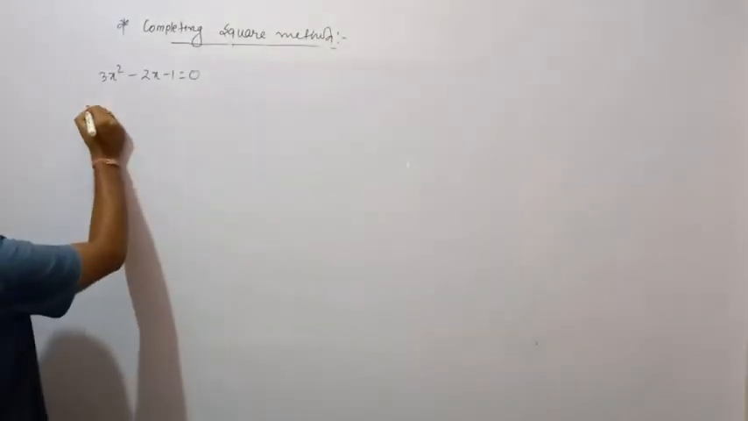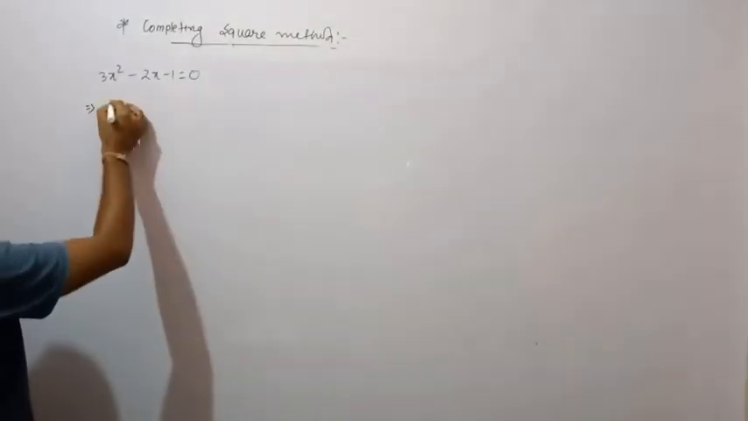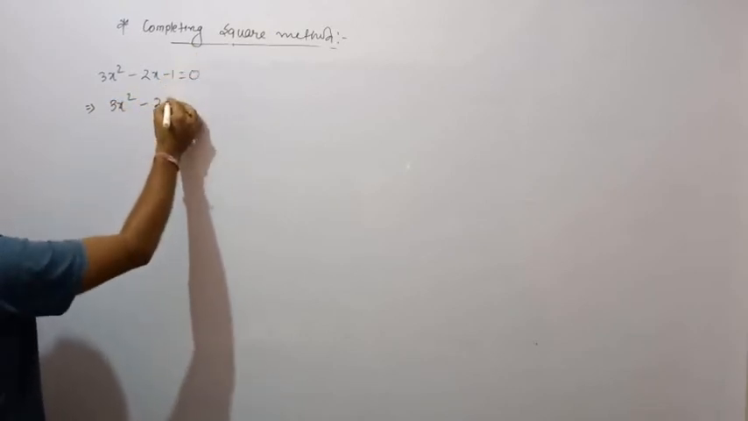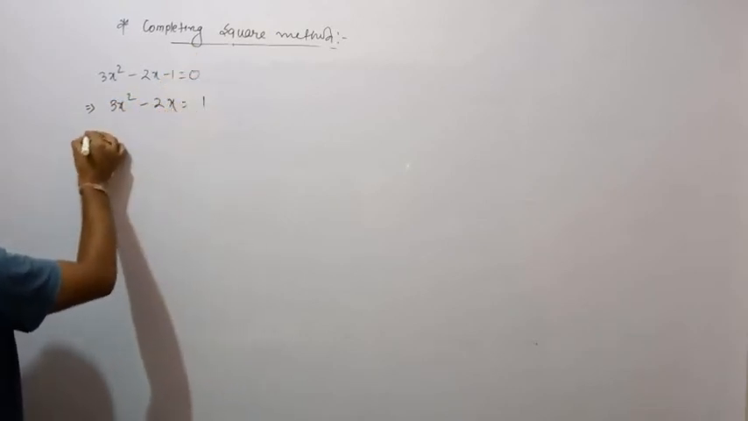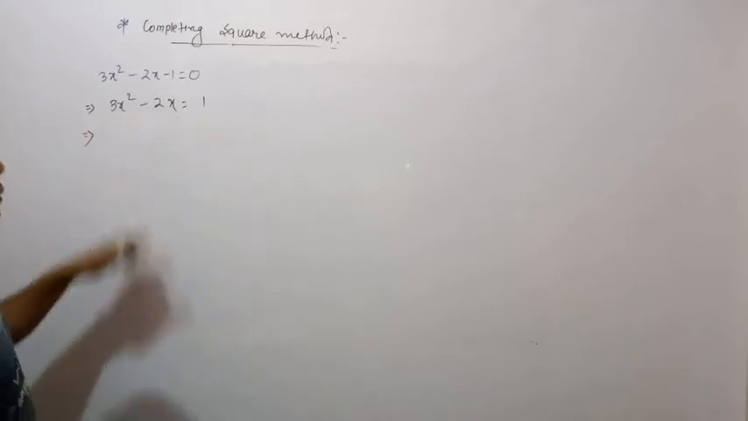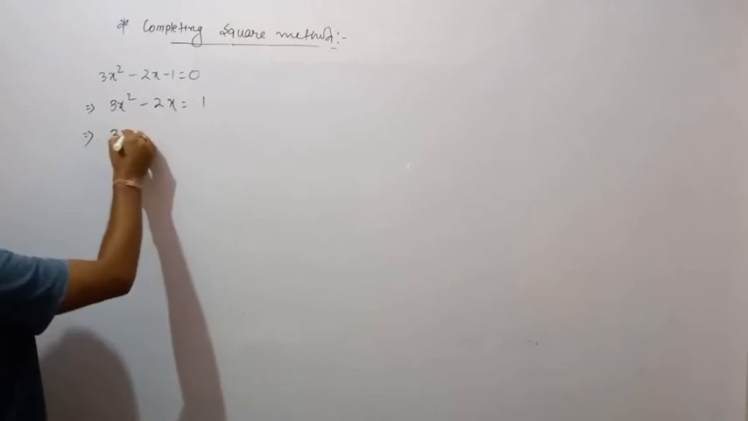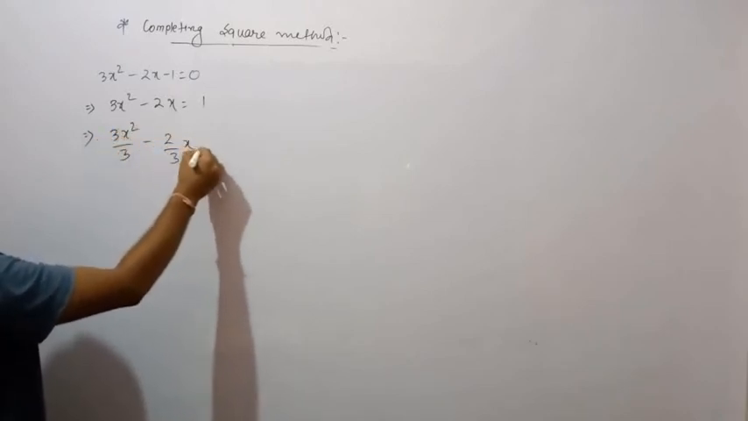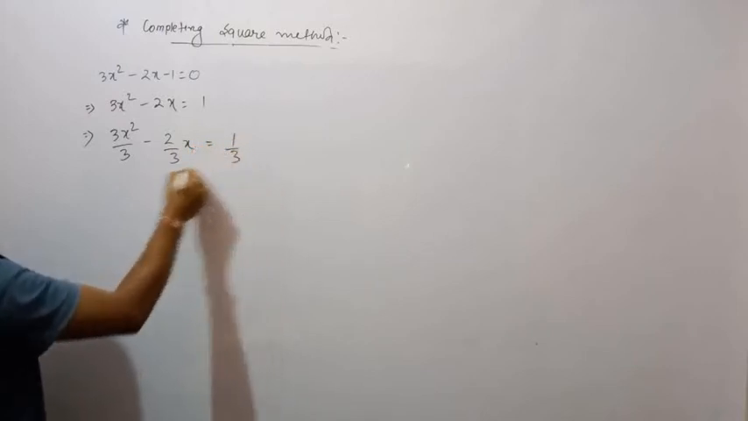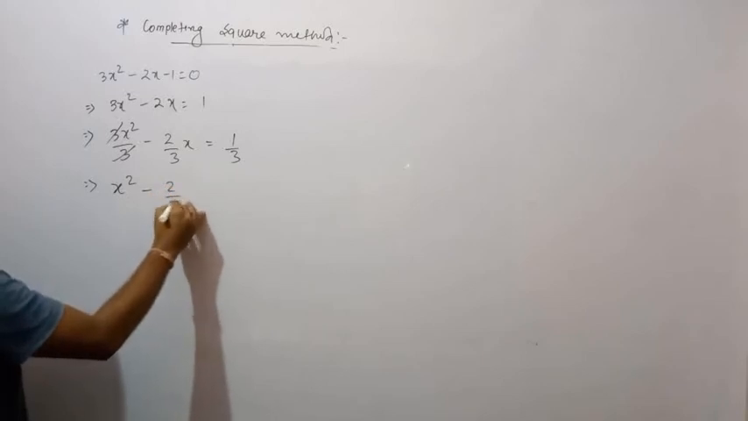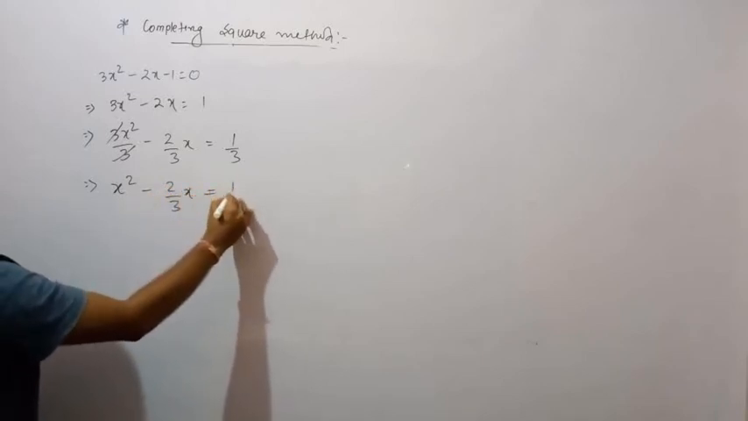What I have told you: interchange the constant to the RHS. 3x² − 2x = 1. Second, divide LHS and RHS by the coefficient of x², that is 3. So 3x²/3 − 2x/3 = 1/3. You will obtain x² − (2/3)x = 1/3.